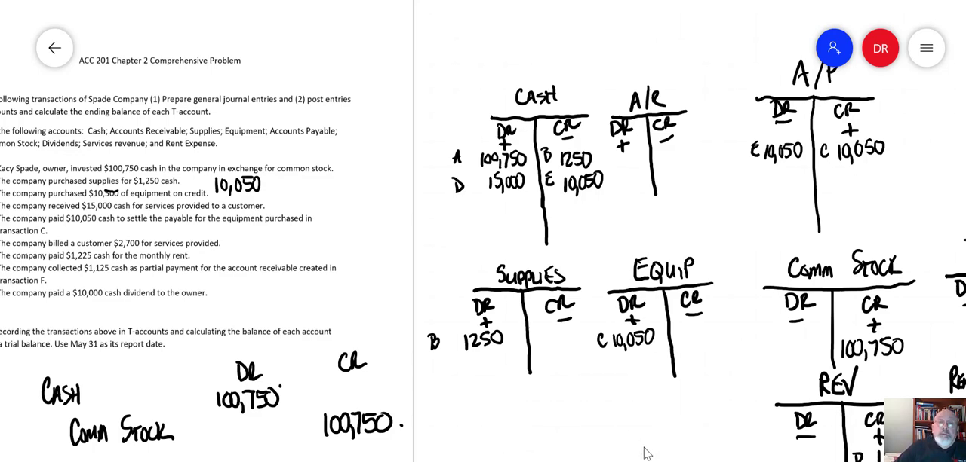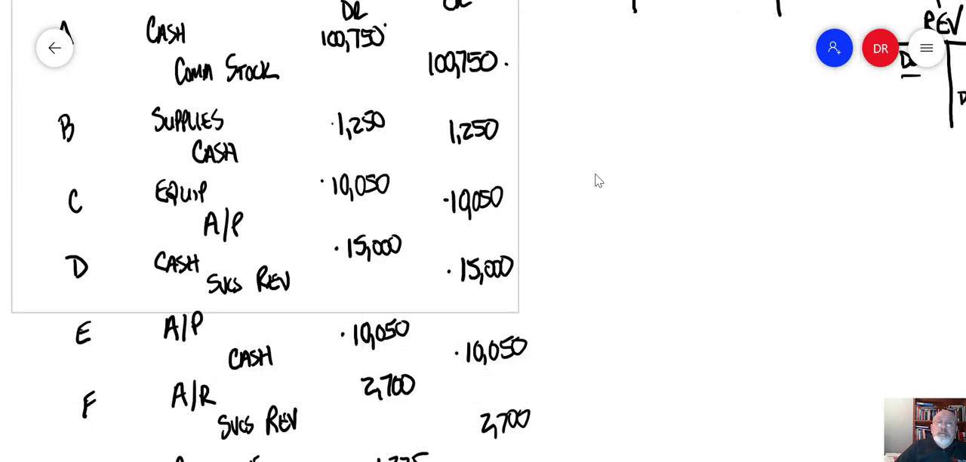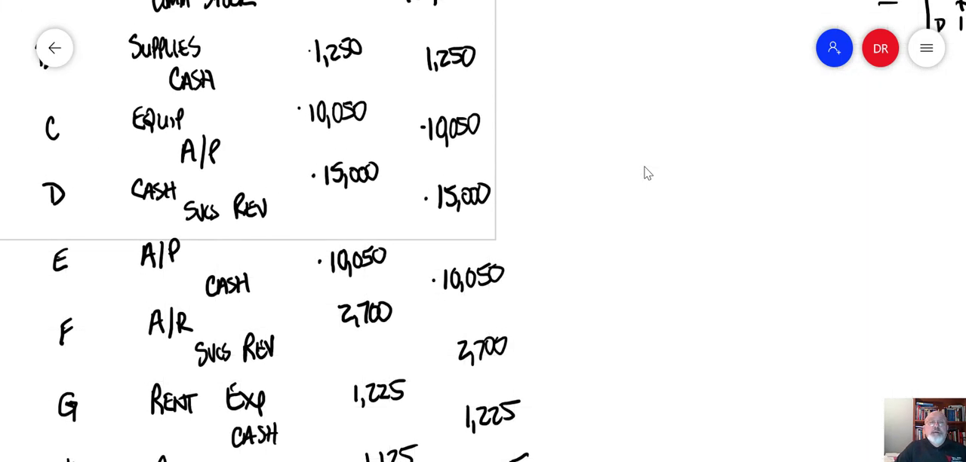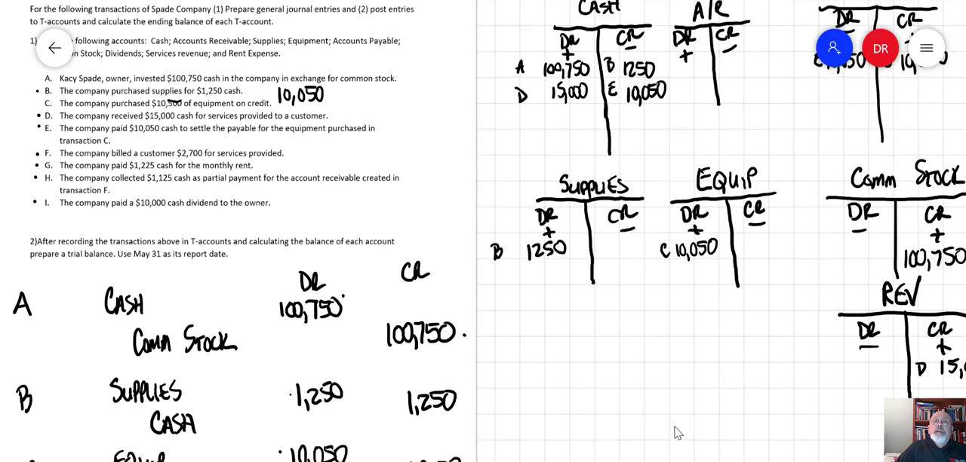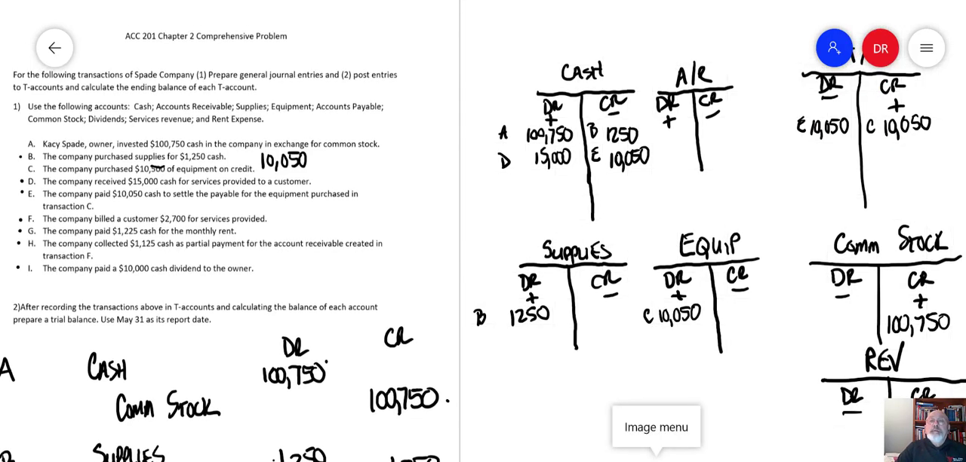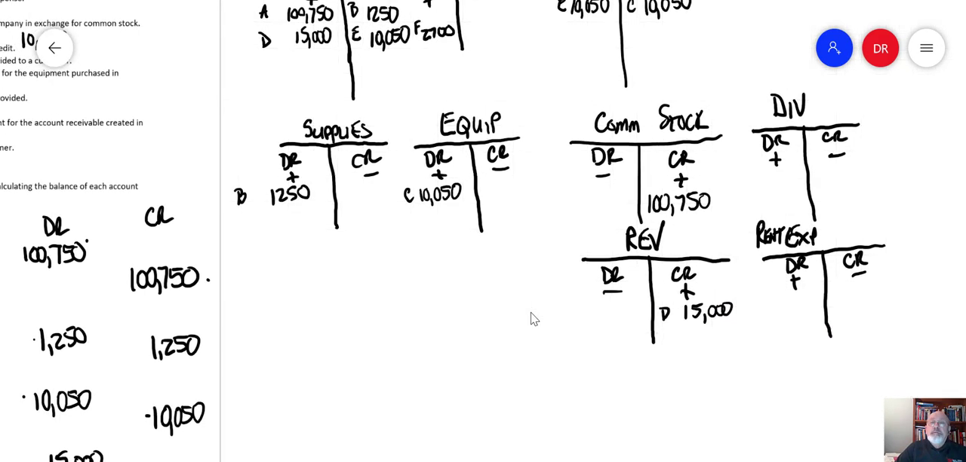All right. And then letter F, we sold some stuff on account, services on account. So accounts receivable will increase because it's an asset, and services revenue will increase because it's revenue, and we're going to credit it. So we add to accounts receivable, letter F, 2,700. And over here, under revenue, letter F, a credit of 2,700.